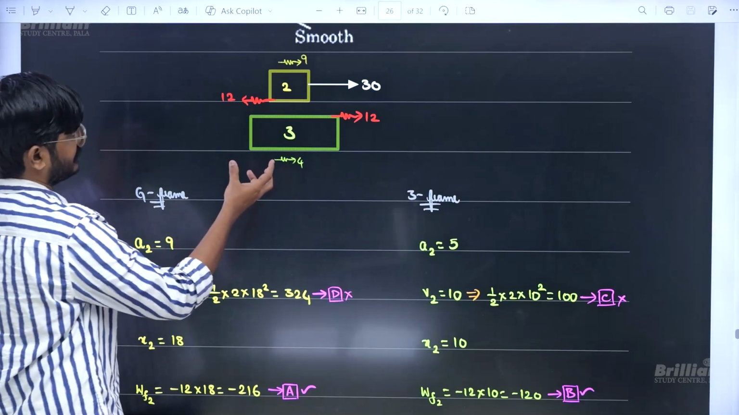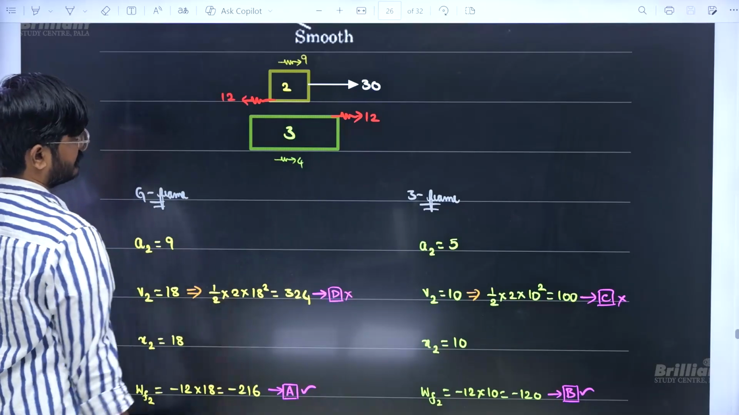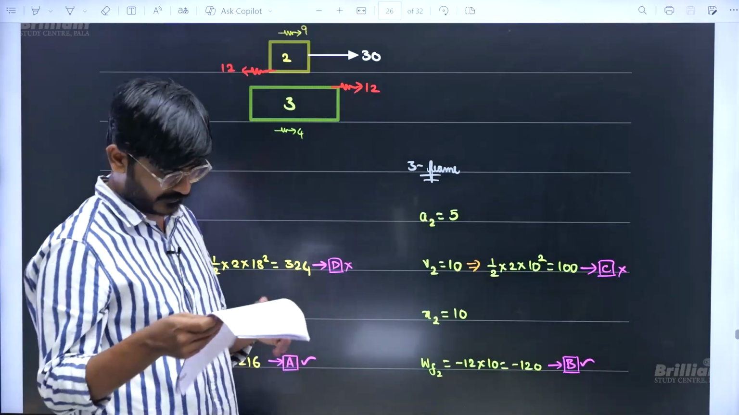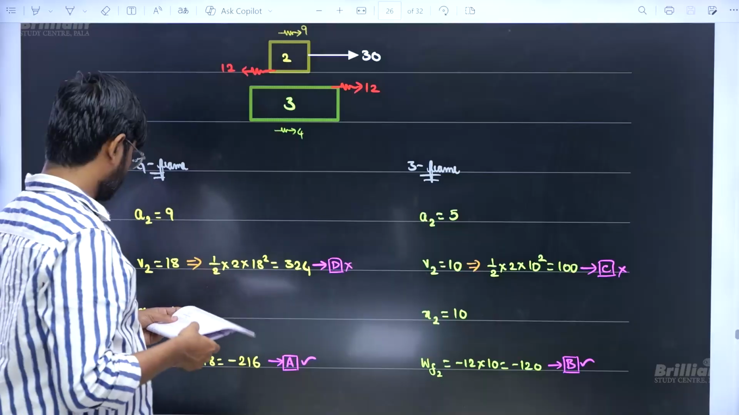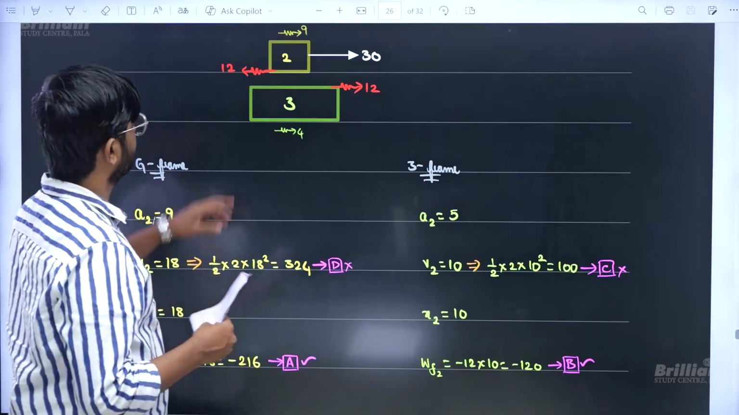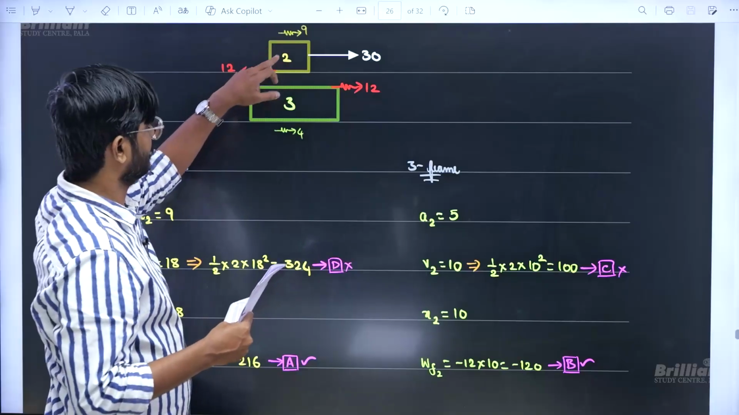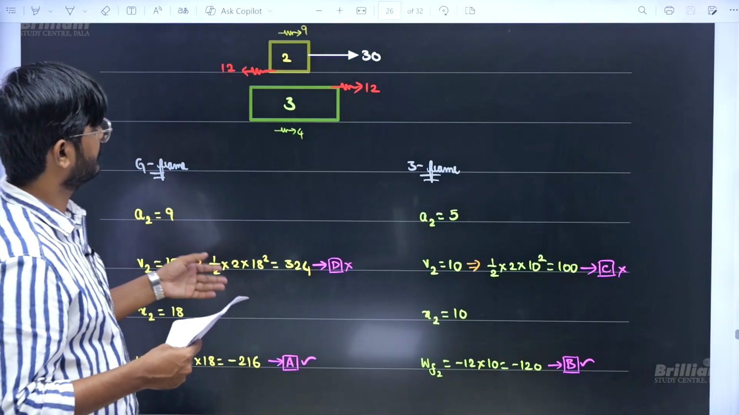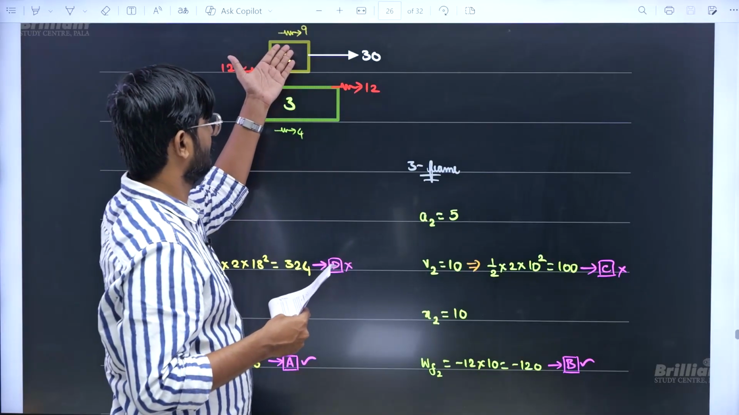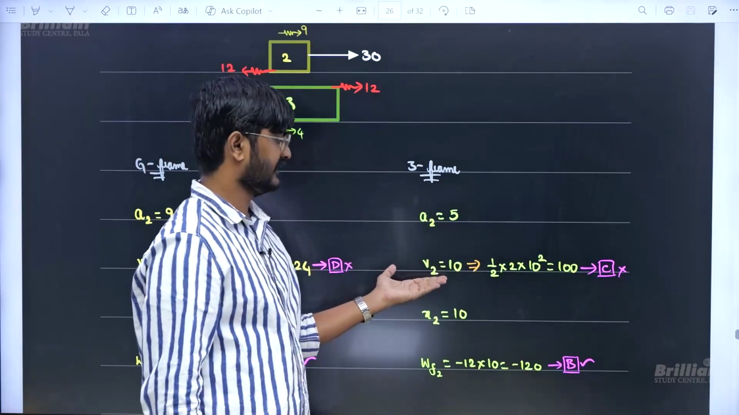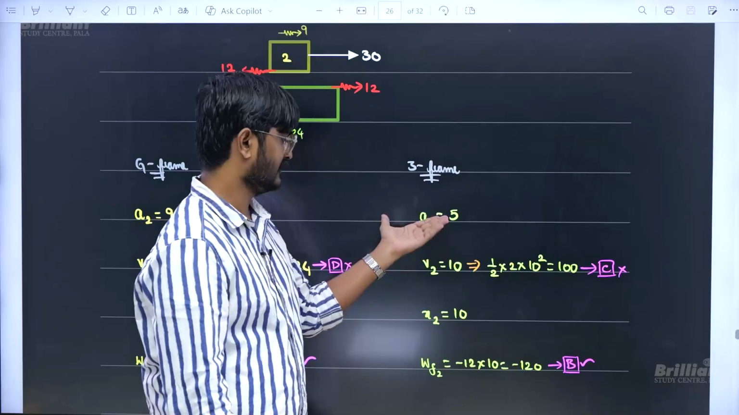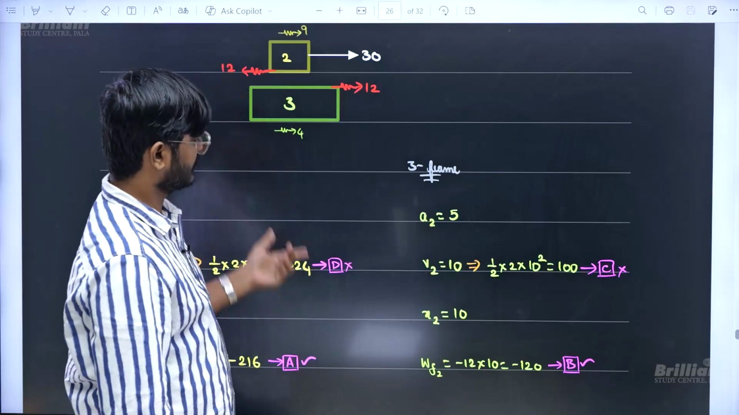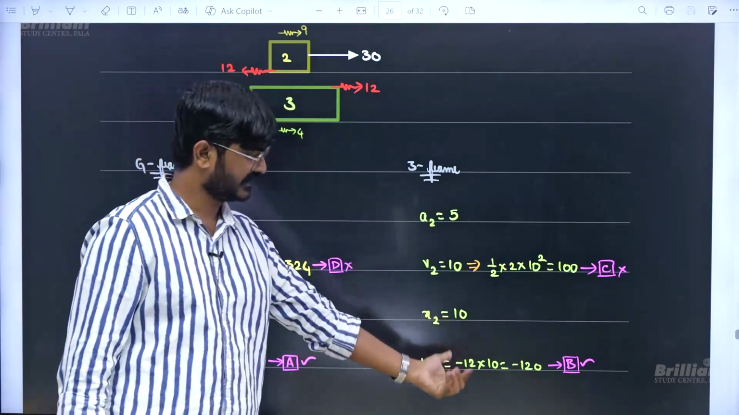In that case kinetic energy is going to be half m v square, and work done by friction on the 2 kg is going to be force times displacement, but with a negative sign. In this frame this guy's acceleration will be 5 units. So velocity will be 10 units after 2 seconds, displacement will be half a t square, which will be 10 units. So kinetic energy is half m v square. Similarly, work done is going to be friction times displacement, 12 times 10 with a negative sign, minus 120.